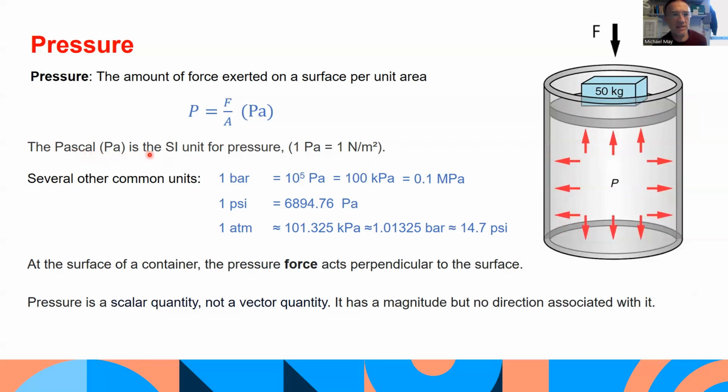The pascal is the SI unit for pressure. 1 pascal equals 1 newton per meter squared. But there are other units. The bar, for example, is 10 to the 5 pascal, which equals 100 kilopascals or 0.1 megapascal. The psi, pounds per square inch, is often used as well, and it equals 6894.76 pascals. And 1 atmosphere, which is the atmospheric pressure around us, is approximately 101.325 kilopascals or 1.01325 bar or 14.7 psi.